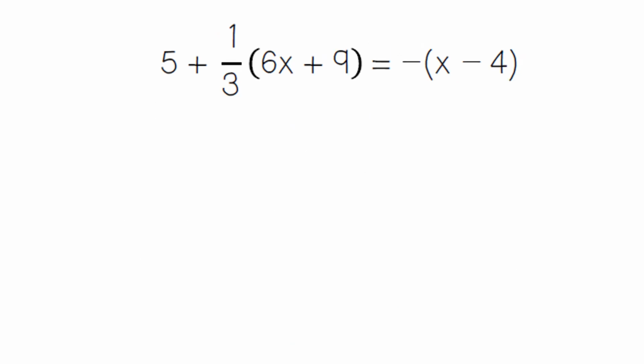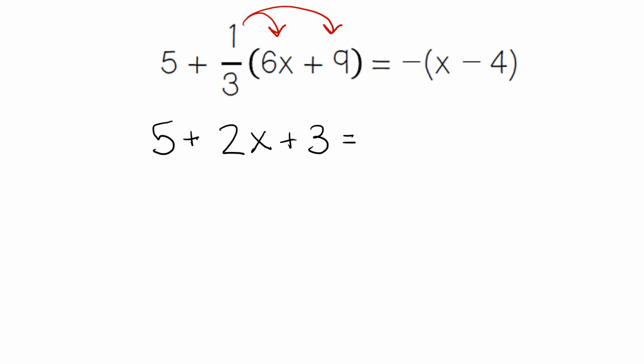For our last problem, we have 5 plus 1/3, parentheses 6x plus 9 equals negative x minus 4 in parentheses. We start by multiplying and distributing our parentheses. The 5 in the front stays the same. 1/3 times 6 is going to give us 2. So that's going to be a 2x. 1/3 times 9 is going to give us 3.